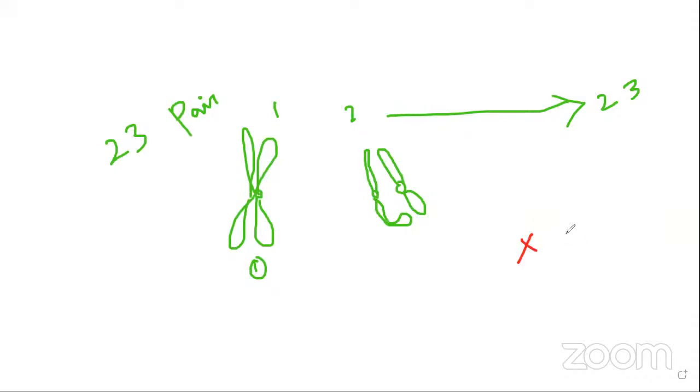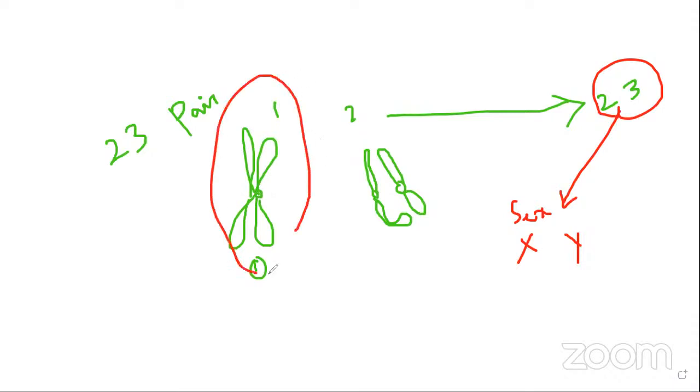X and Y. Otherwise called a sex chromosome, isn't it? Sex chromosome. The last pair, the 23rd one, is a sex chromosome. Okay. But here, how many percentage? 2.3 billion base pair is mostly present in the first chromosome only.